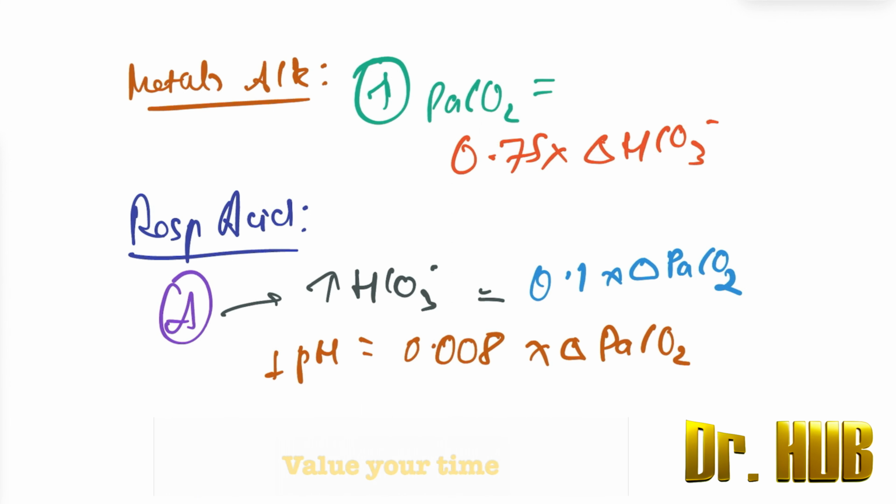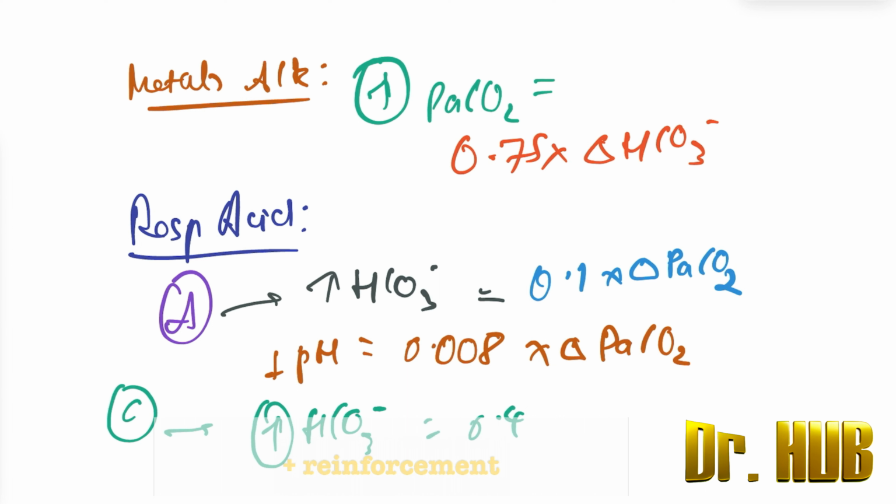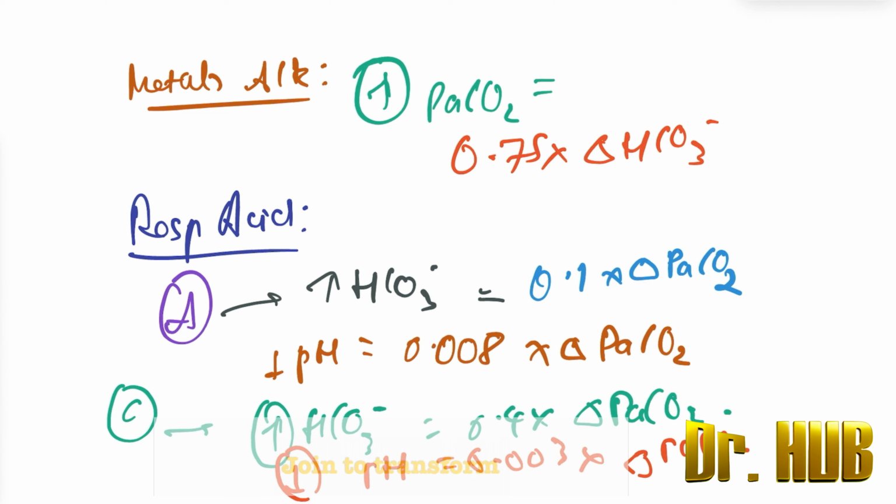Next we look at the chronic. So what happens in chronic? There is an increase in the HCO3, and this is equal to 0.4 times the delta PaCO2. And next there is a decrease in the pH, and this is equal to 0.003 into the delta PaCO2.